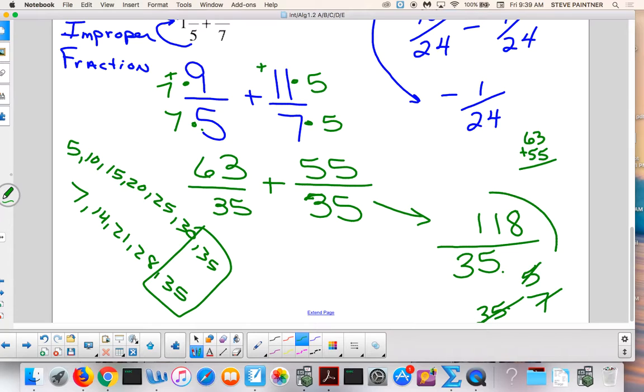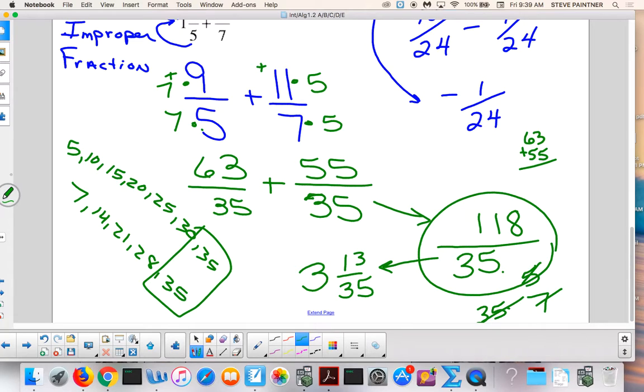We're done. You know what period 1 said to me? Period 1 said this. Don't you have to change it to this? That's called a mixed number. Do you have to change it to mixed? No. You can do that, but you don't have to. This is good enough for me as long as it's reduced. Does that make sense? Okay.